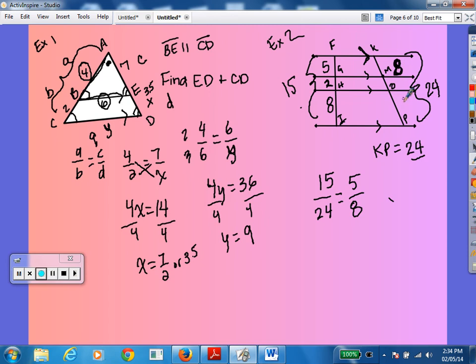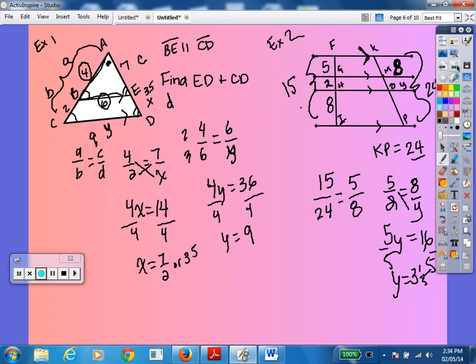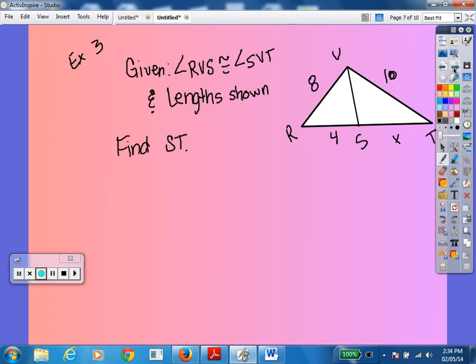So guess what that is? That's 8. If we had to find this measure here, then we could do 5 to 2 equals 8 over y. If you recall, my a over b equals c over d. 5y equals 16, divide by 5. So y equals 3 and 1/5. That would be that measure. And then you could also find that measure. Okay. All right, let's continue.